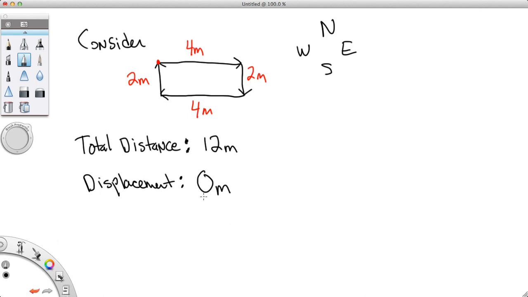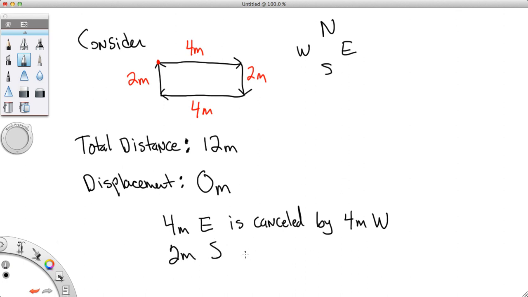It has no displacement. And here's why. The 4 meters to the east is canceled by the 4 meters to the west because they're in opposite directions. And the same thing, the 2 meters south is canceled by the 2 meters north. So in this scenario, the total displacement is 0, but the total distance is 12 meters.